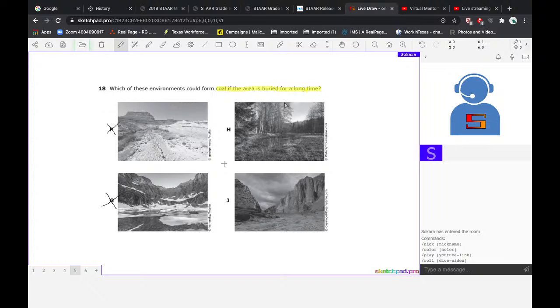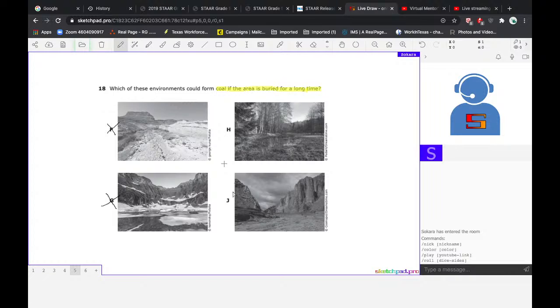Next, let's check answer choice H. Okay, so here it's showing a swampy type ecosystem, and it does have a lot of plants here, which means that coal could possibly form here. Remember, in order for coal to form, you need lots of plant material, all right? So this could be a possible answer choice.